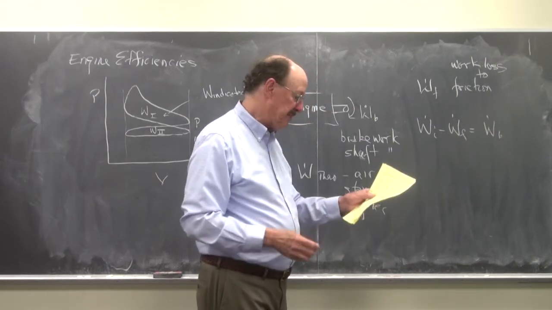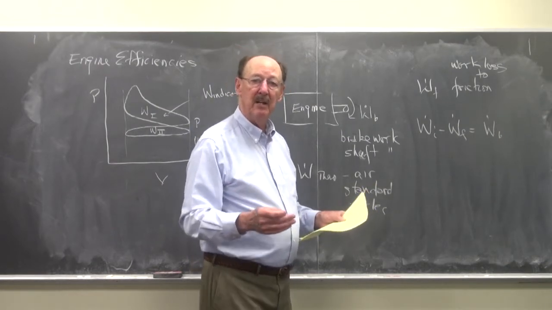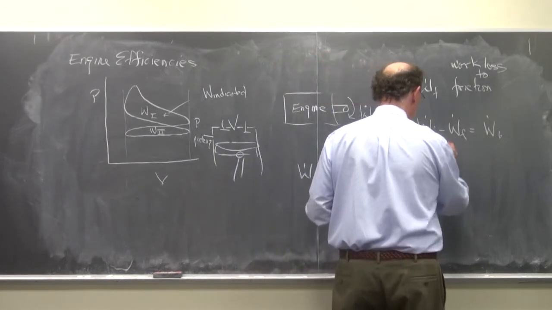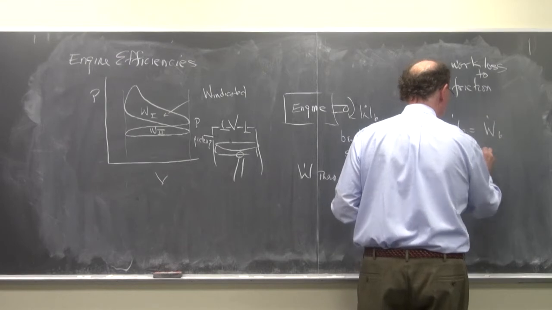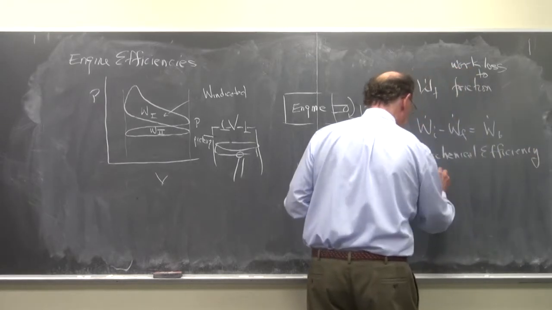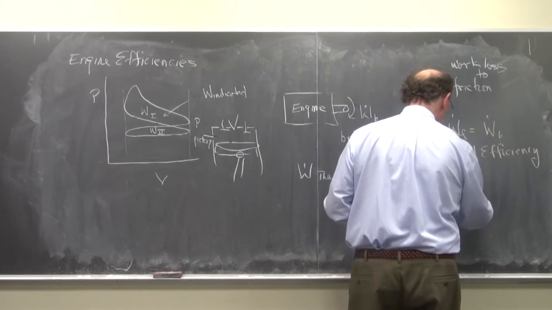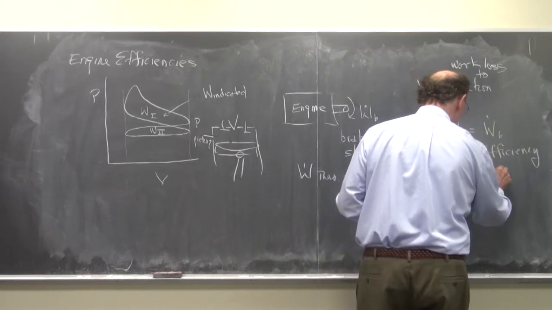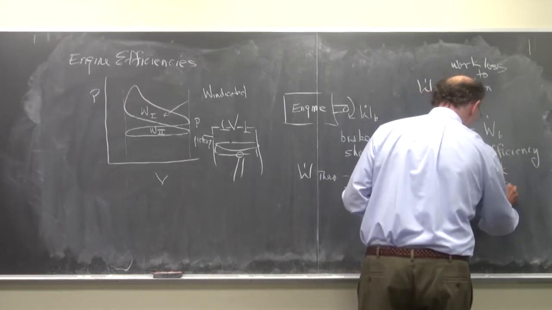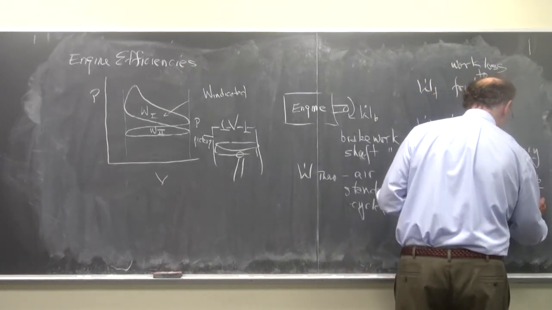Now we have various efficiencies. We've introduced the mechanical efficiency before when we looked at compressors, but let's go back there again. So we have mechanical efficiency, eta sub m. And this is your brake work over indicated work. So it's W dot B over W dot I.